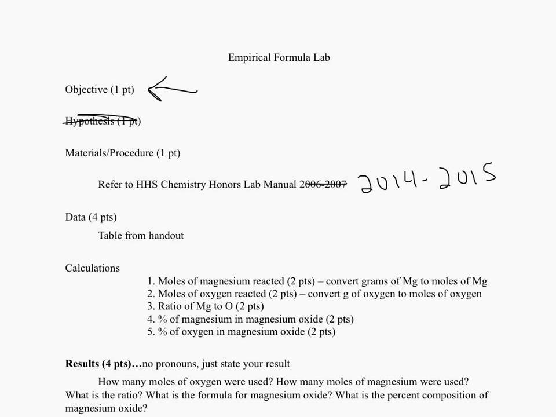All right, then you'll insert your data table, and the next thing we need to do is our calculations. We need to be able to find the moles of the magnesium reacted, the moles of the oxygen reacted, the ratio of the magnesium to oxygen, and then the percent of magnesium and percent of oxygen.